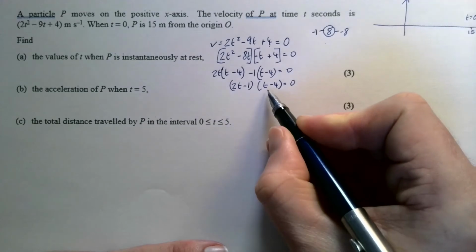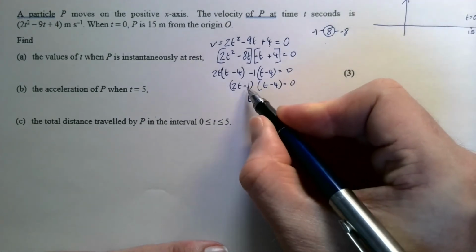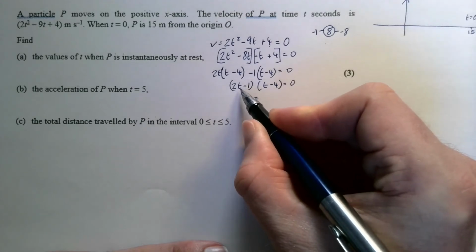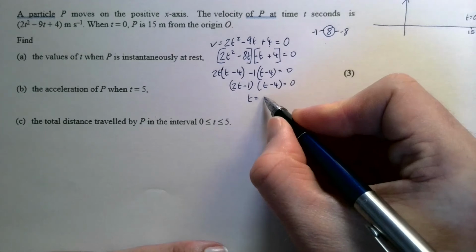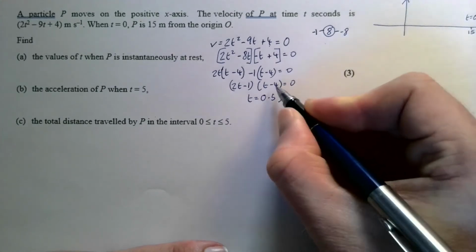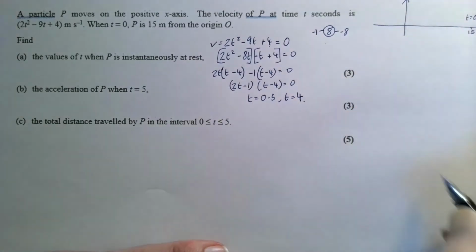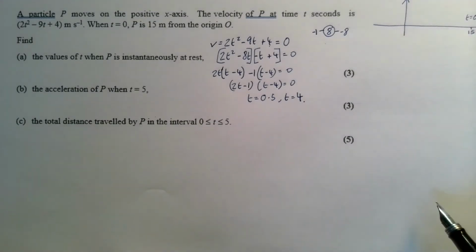So what would make the brackets equal to 0? Well, if t was worth a half, because 2t would equal 1, wouldn't it? So t equals a half, or 0.5, and t equals 4 would make that one 0. So 0.5 and 4 get you your 3 marks there.